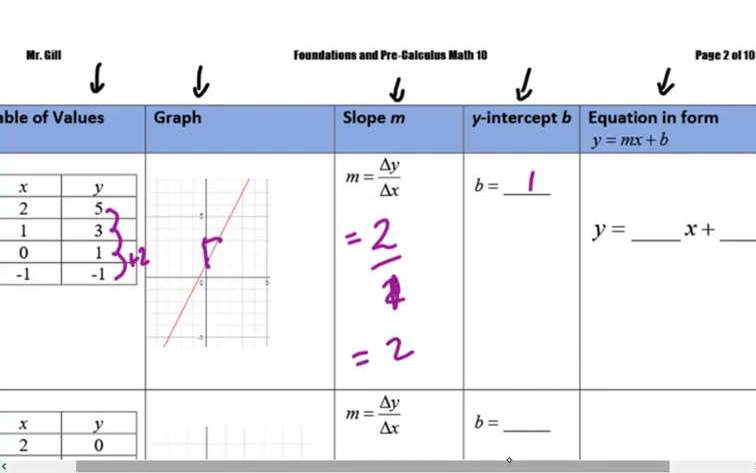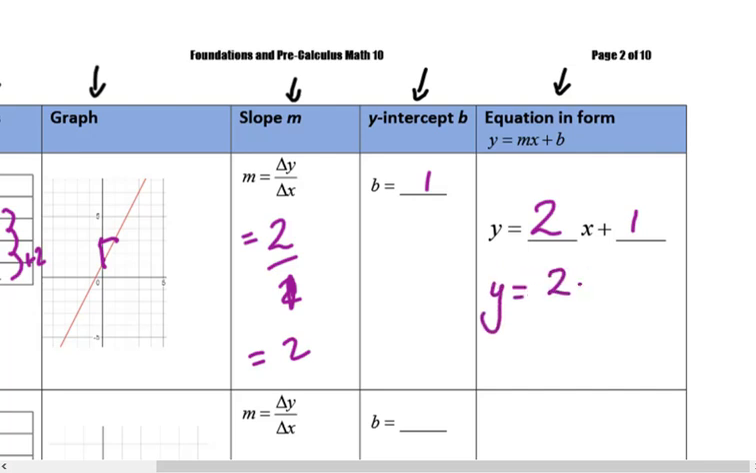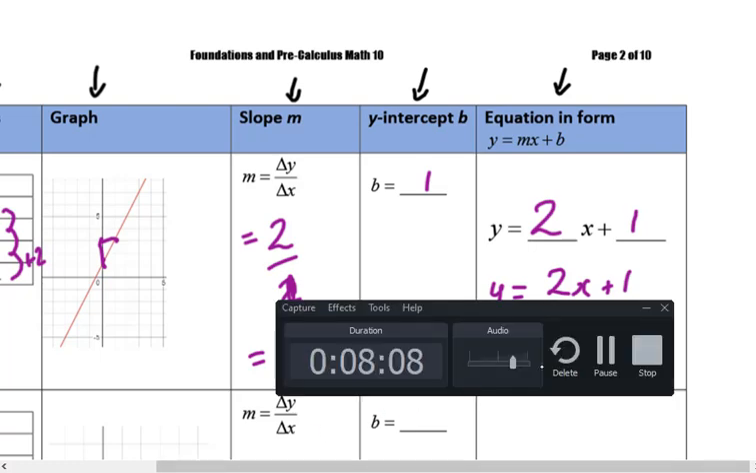So for the equation, it's m times x, so 2 times x, there's 2x, and then plus the y-intercept. I should have written plus 1 right there. So we've got y is equal to 2x plus 1. We're going to pause, and I'd like you to go through and check this out.